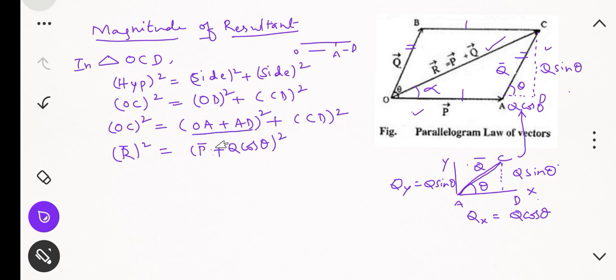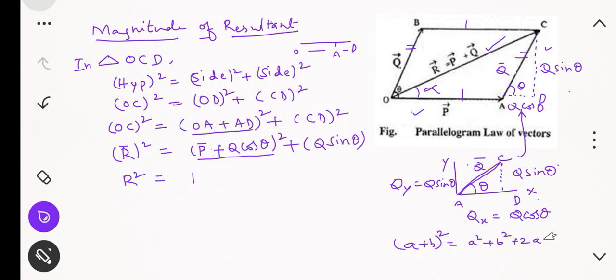We have written OA as P and AD as Q cos theta, and we have taken the square term. CD means Q sin theta, so plus Q sin theta whole square. Here R bar square gets R square. By expanding this term with the formula a plus b whole square, which is equal to a square plus b square plus 2ab.